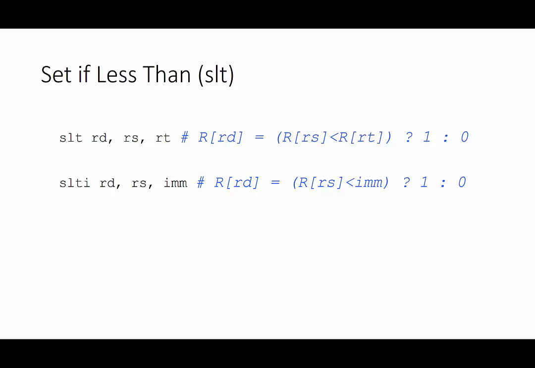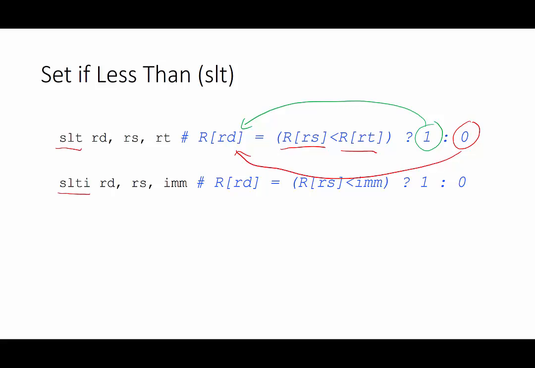This instruction comes in two formats, the R type and the I type. We'll start with the R type first. And this instruction compares the contents of RS with RT. If the contents of RS are less than the contents of RT, then we set the value 1 into the contents of RD. If the contents of RS are not less than the contents of RT, then we set the contents of RD to 0.